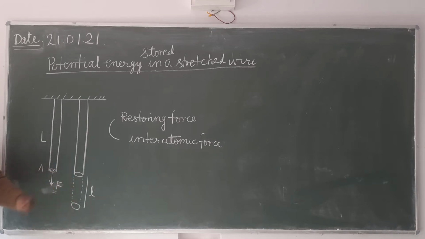Its length will start elongating, and at the same time a restoring force will be set up whose magnitude will keep on increasing. This is the external force. External force is of constant magnitude. Suppose you have applied 100 Newton here, means from here to here it is 100 Newton. But the restoring force which will develop is perpendicular to the cross section and opposite to this force. Here in this case, restoring force is perpendicular to the cross section.